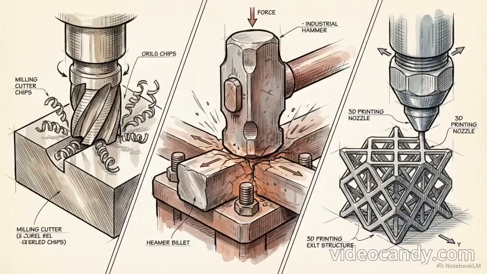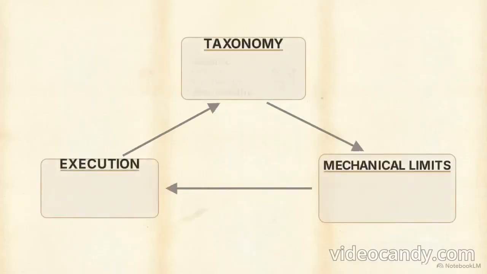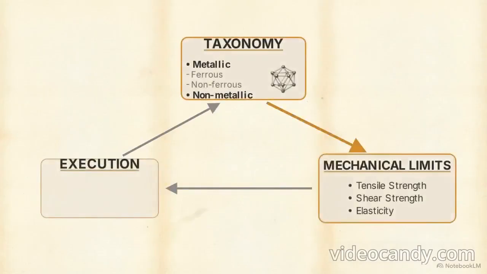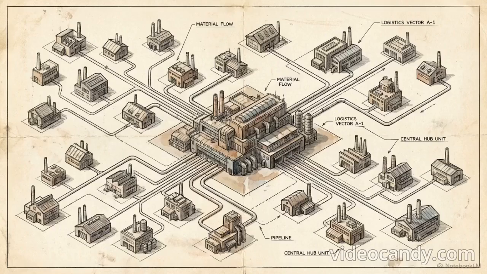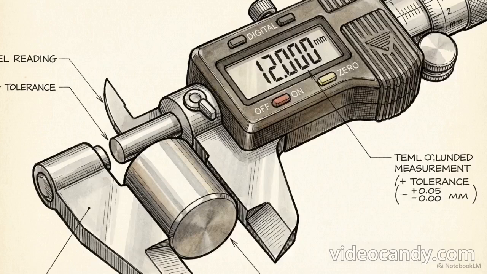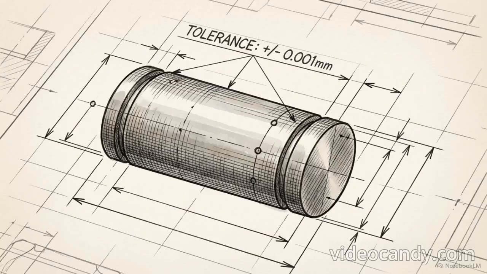The final method is additive manufacturing, where we attain the required shape through the controlled layer-by-layer accumulation of raw material. Whether we cut, crush, or build a material is a direct consequence of that material's position in the engineering taxonomy. This sequence forms a closed loop. Raw material taxonomy defines mechanical limits, and those limits dictate the selection of a formative or subtractive process.